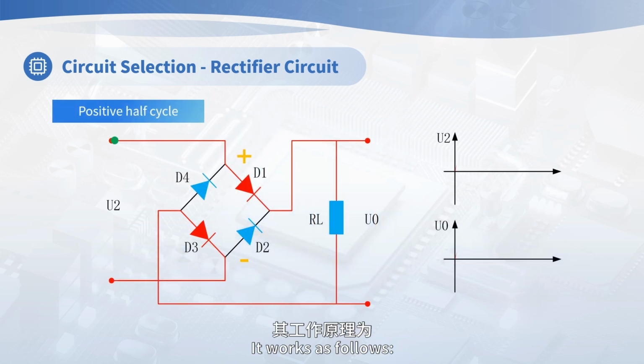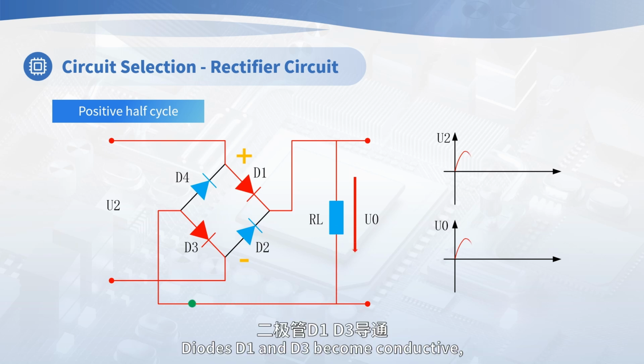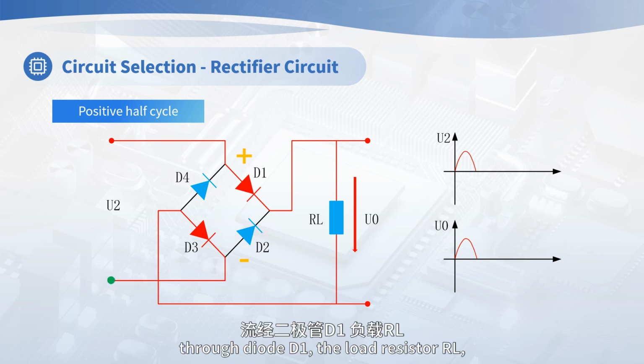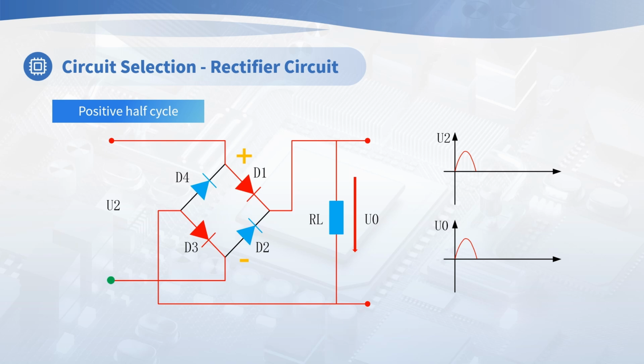It works as follows. During the positive half cycle, the transformer outputs voltage with the top positive and the bottom negative. Diodes D1 and D3 become conductive, allowing a current path to form from the top positive terminal, through diode D1, the load resistor RL, and then back to the bottom negative terminal through diode D3.